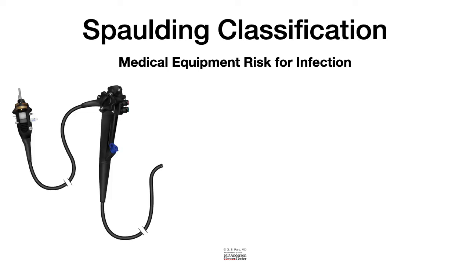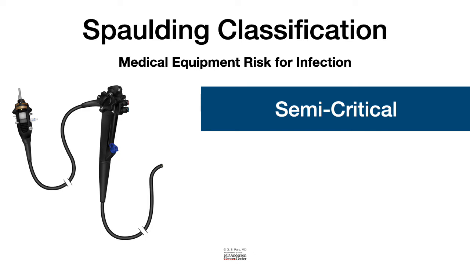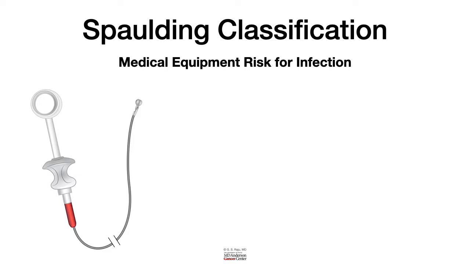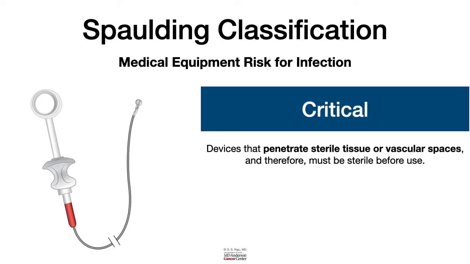The next is an endoscope. Endoscope is a semi-critical item. It touches the mucosa, but does not penetrate the tissue. And semi-critical items like the endoscope require high-level disinfection. How about the biopsy forceps or the injection needle? These are labeled as critical items because they penetrate the sterile tissue or go into the vascular space, and these are critical items and they need to be sterilized. You want to get rid of all the bugs, including the spores. All right.